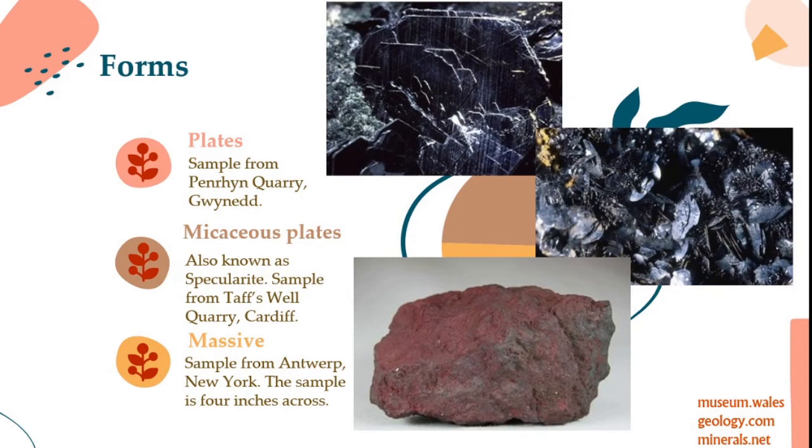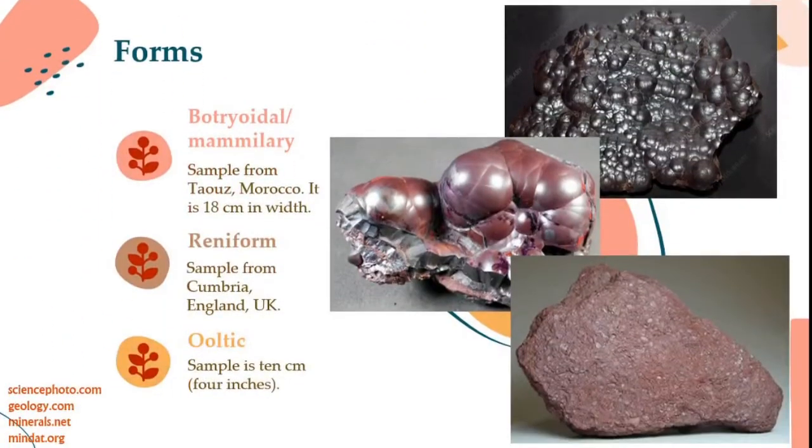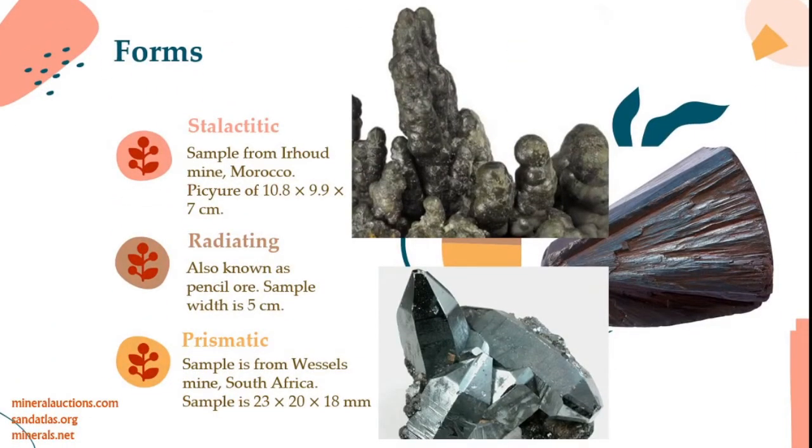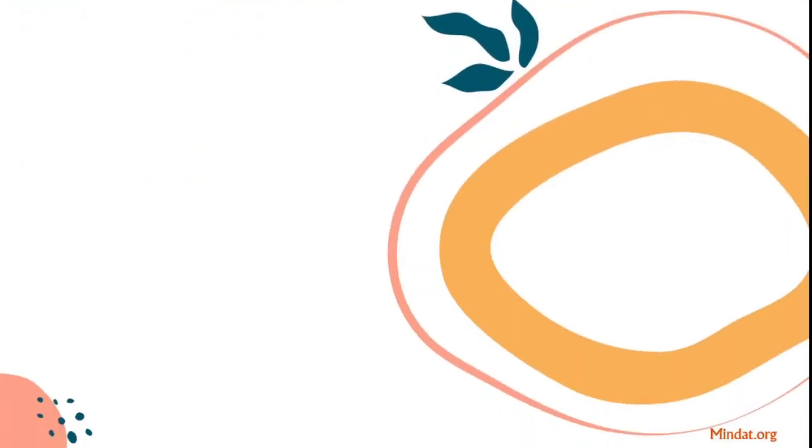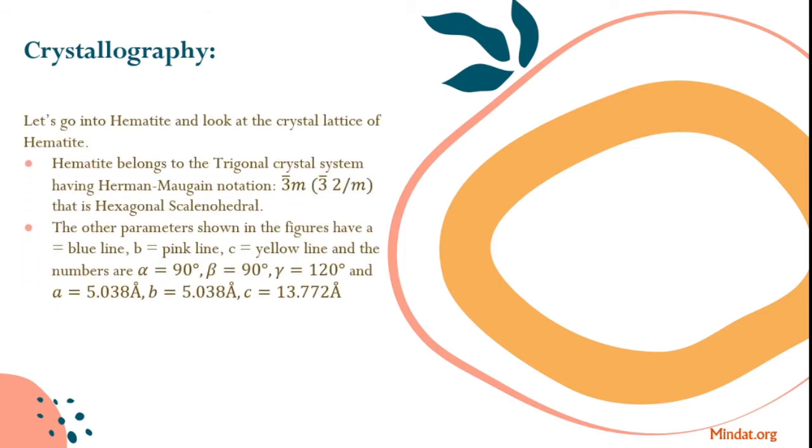The various different forms of hematite are discussed below. Let's now look at how hematite looks in the bond form. Hematite looks like this in the crystal lattice form.